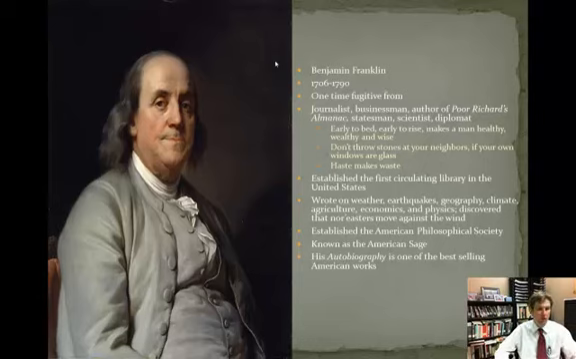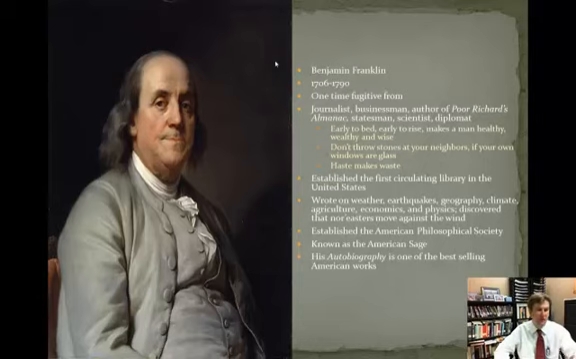Now, one of the most important figures in this period of time in terms of science and learning was Benjamin Franklin. Lived from 1706 to 1790. He, in fact, at one time was a fugitive. That should say fugitive from his brother. I'm sorry, I left that off. He was a fugitive from his brother, and he broke his indentures.